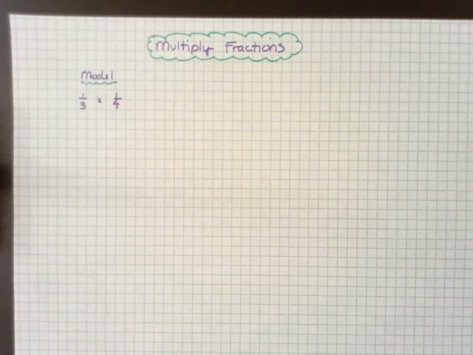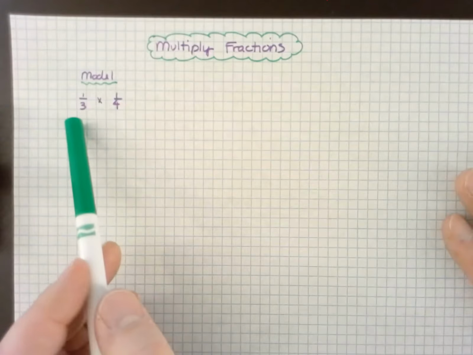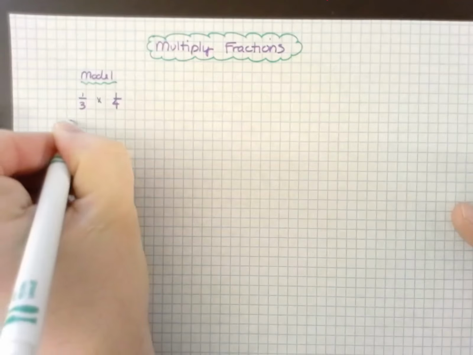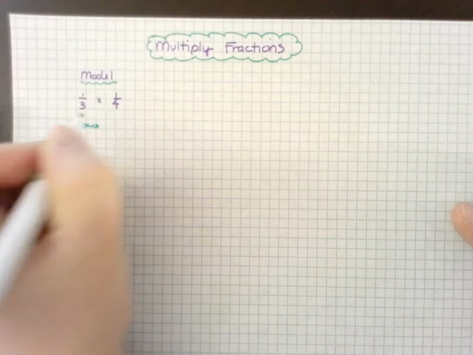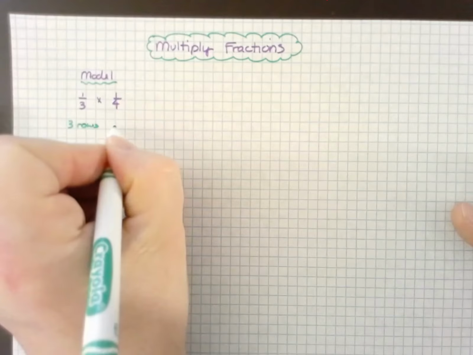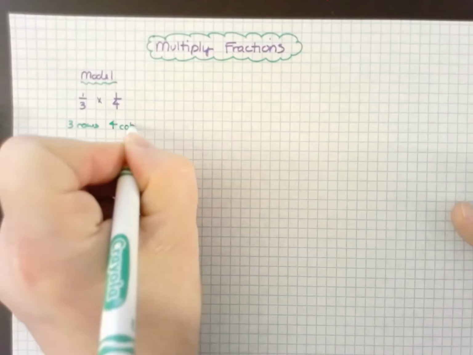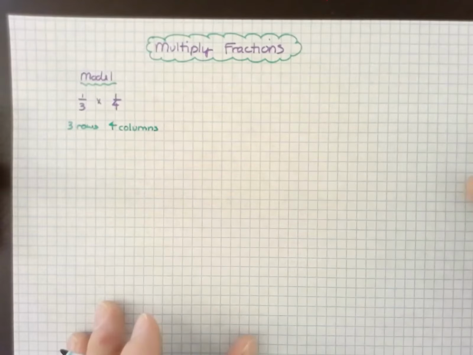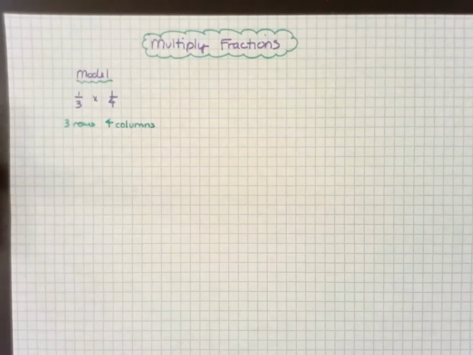So in the book, they actually use the first fraction as a column. I like to use the first fraction as a row. So I'm just going to show you an alternate way of doing this. So this would say that I have 3 rows because of the denominator, and a total of 4 columns for the second fraction. And so from there, I can draw my model.